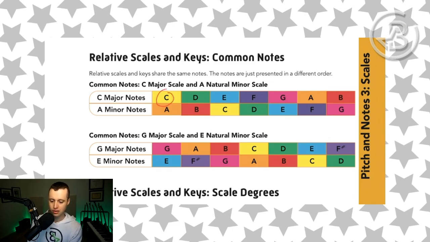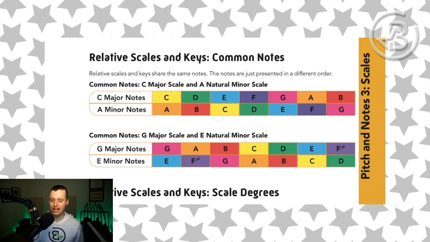So sure enough, we have C and we have C, and those are all color-coded so we can see the connection very clearly. We have D and we have D. We have E, we have E. F, F, and it's all color-coded. G, G, A, A. And then maybe a different color for B because it's red. Then we have B to B. So you can see it's all the same notes in a C major scale as there is in an A natural minor scale. Now let's talk about the G major scale.